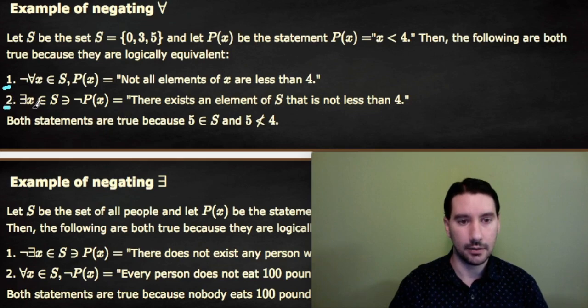And you could also say there exists an x in S such that not P of x. In other words, there exists some element x of S that is not less than 4. And right, that's also true because of 5. So 5 is the element that makes both statements true.